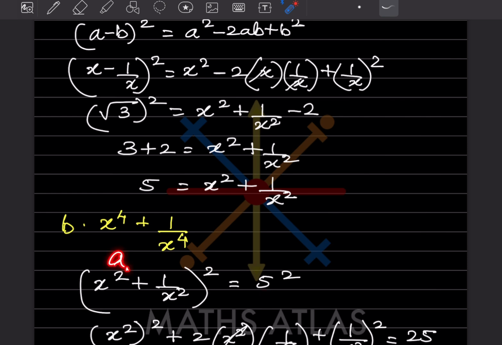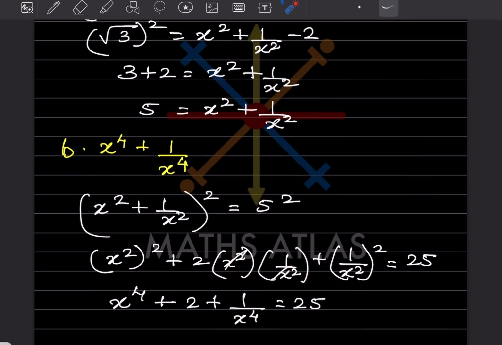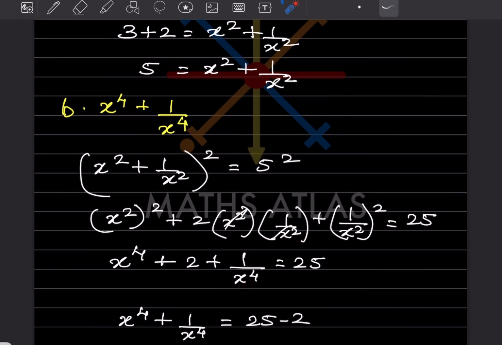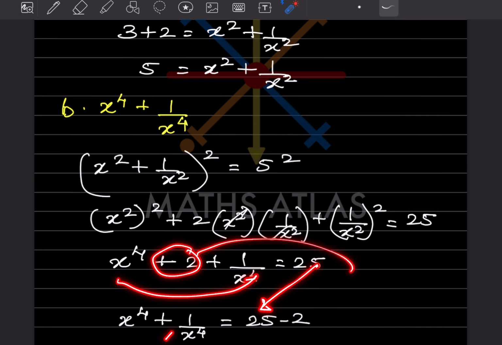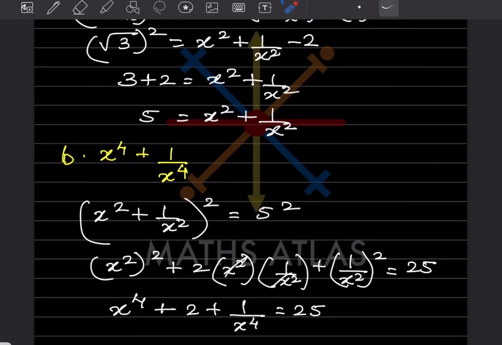So this is going to be a and this is going to be b. So a square means x raised to 2 whole bracket square, plus 2 into a into b, and b square. So this will be x raised to 4 plus, this and this get cancelled for this part, plus 1 by x raised to 4, that is 25. So now bringing this together, and this is 25 as it is on the right hand side, plus 2 goes on the other side, that is going to be minus 2. So x raised to 4 plus 1 by x raised to 4 is going to be 23.